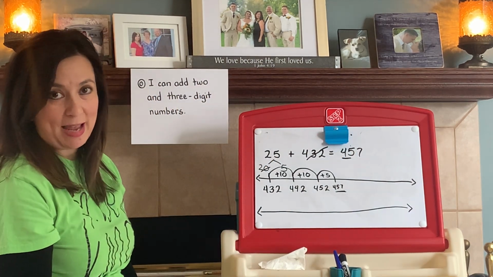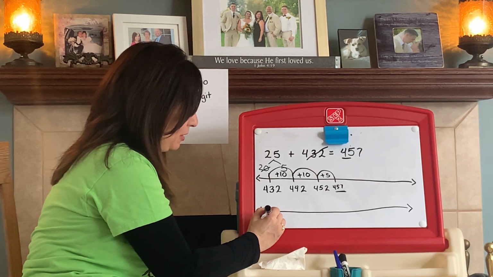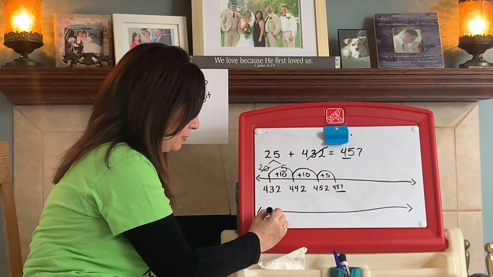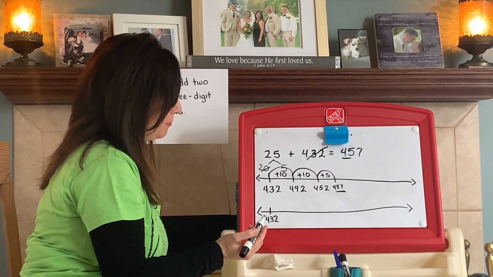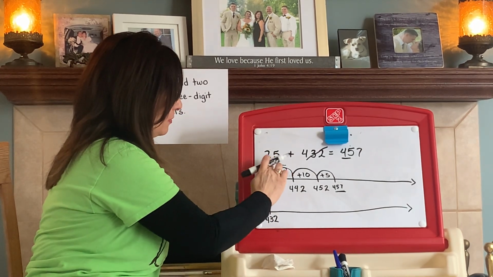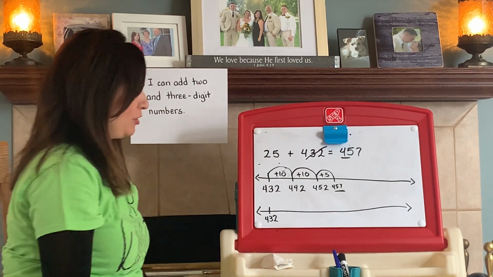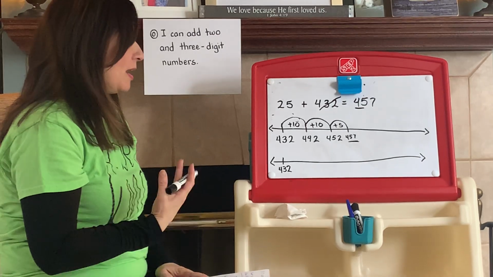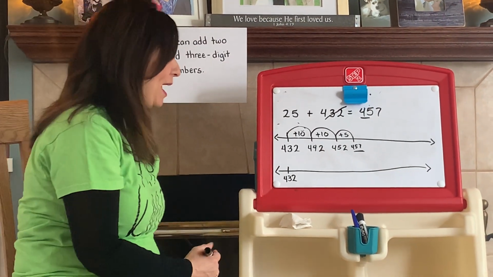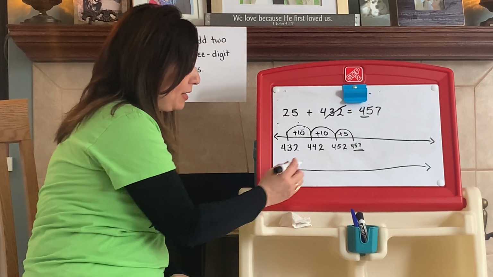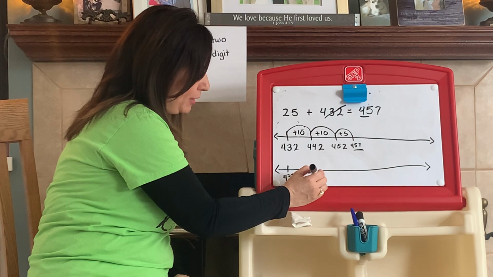also bridge to 10. I'm going to do the same thing I did. I'm going to start at 432, and I'll erase this here. I positioned 432. Now I'm going to bridge to 10 to make it easier for me to add. If I'm at 432, I know the next 10 is 440.